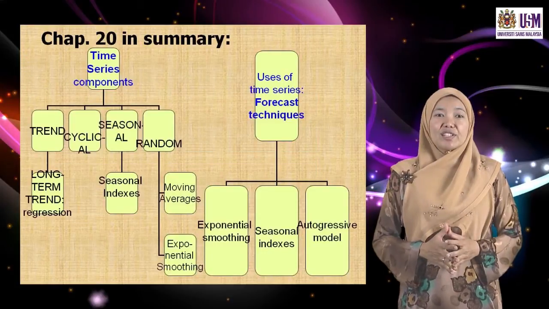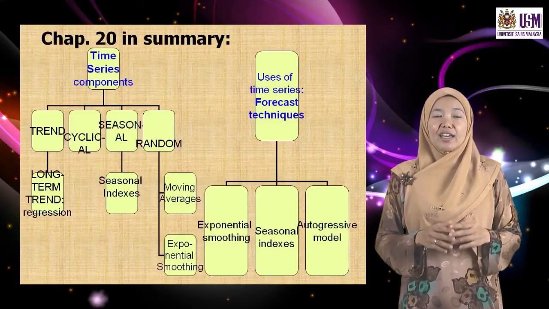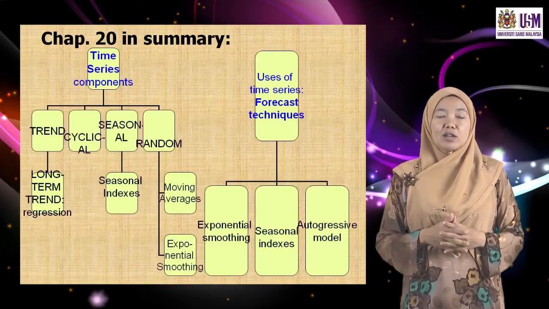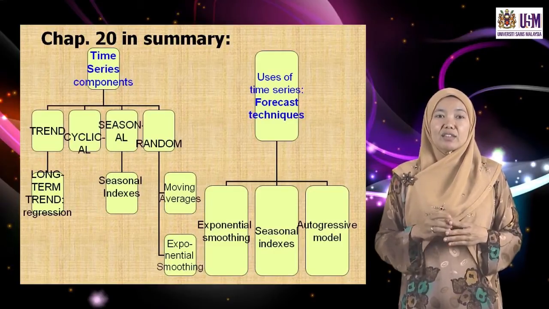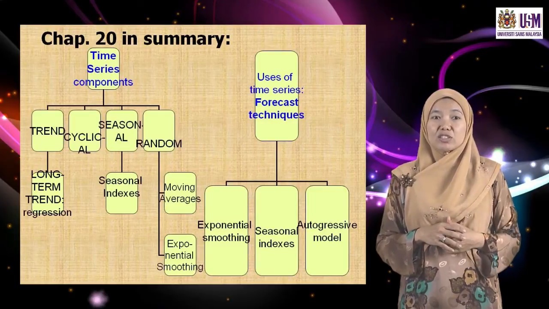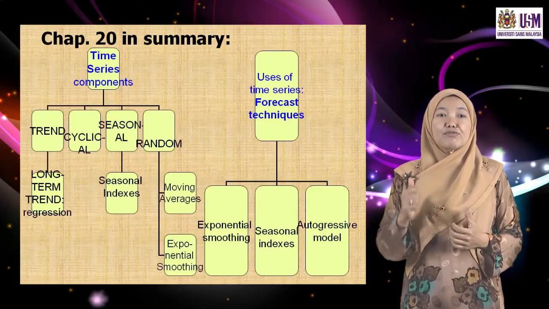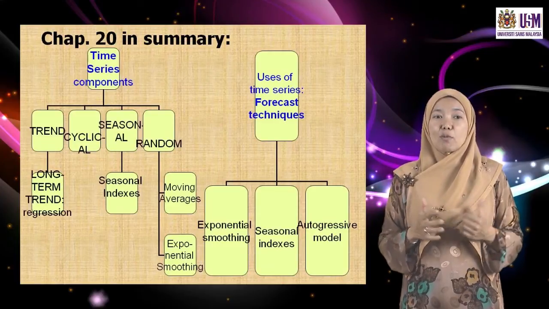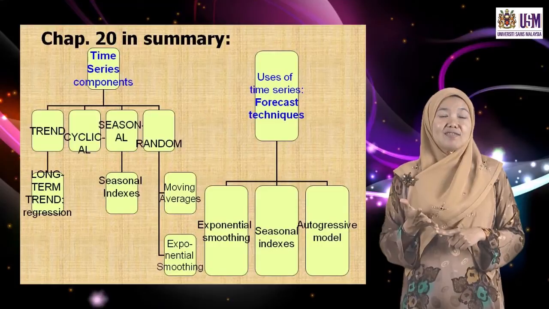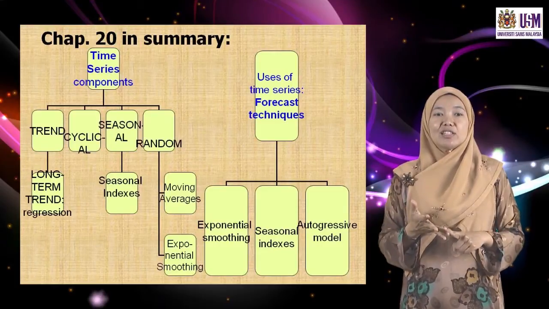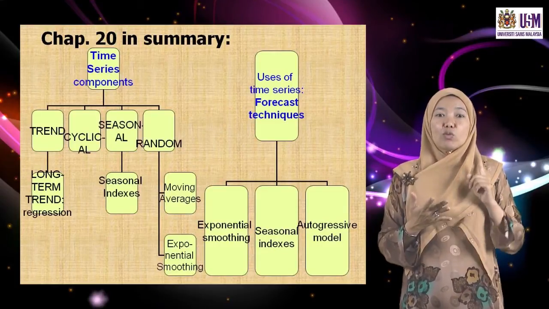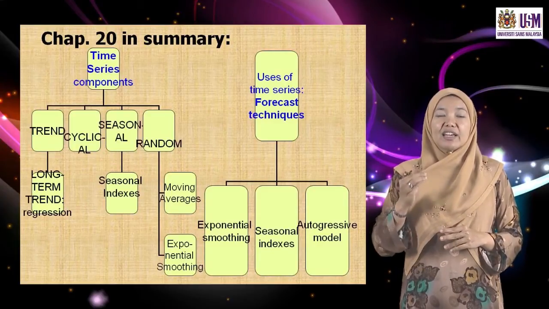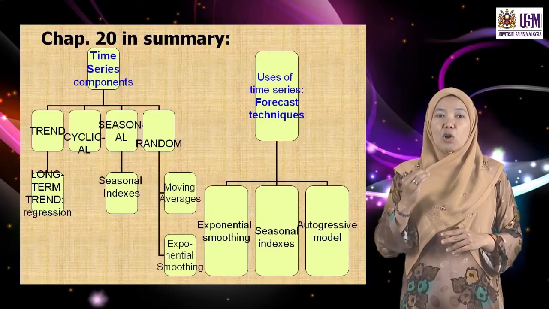Okay, before we go further, let's look back at chapter 22, in summary. I do hope you are able to ask yourself, and you must be able to answer this question yourself: do you remember the four different parts of time series, in terms of the four different components? What is trend? What is the cyclical component? What is the seasonal component? And what is the random component? You must be able to explain each and every one of these components.